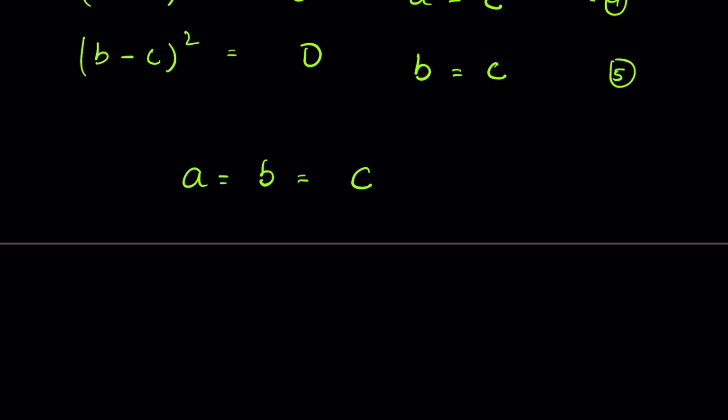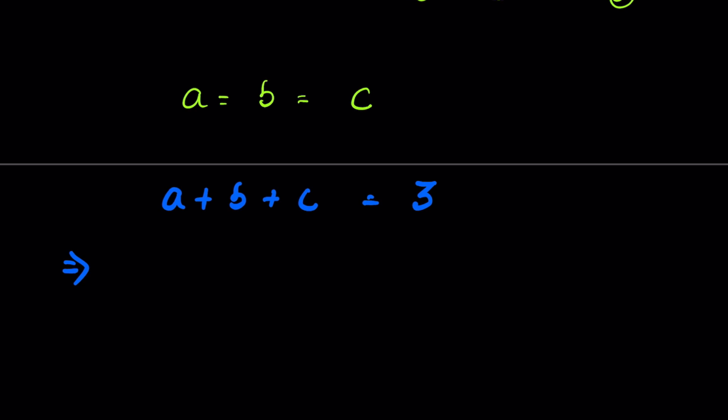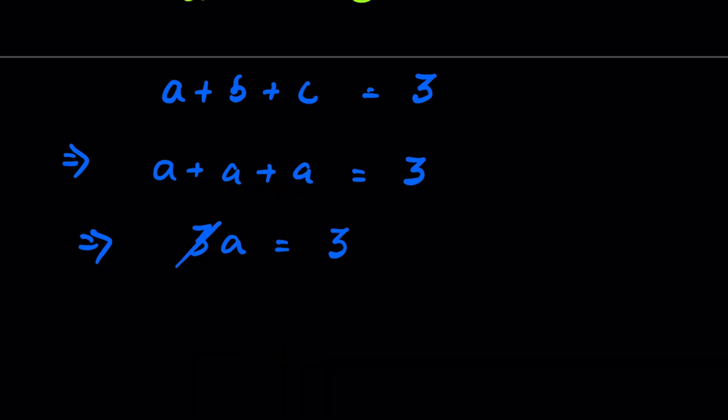Now we have in the question a plus b plus c is equal to 3. A is equal to b is equal to c. So we can write a plus a plus a is equal to 3, or 3a is equal to 3. 3 and 3 get cancelled. A is equal to 1. And same we can find for values of b, that is equal to 1, and c is equal to 1. So this is the solution.